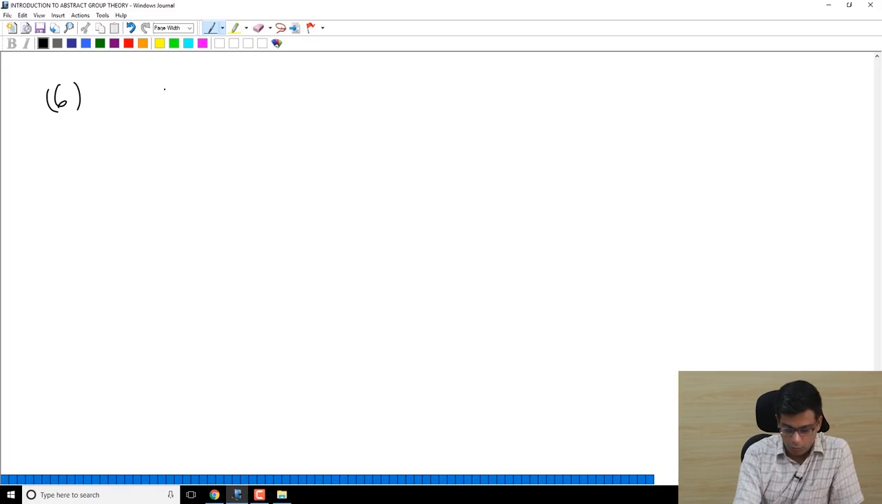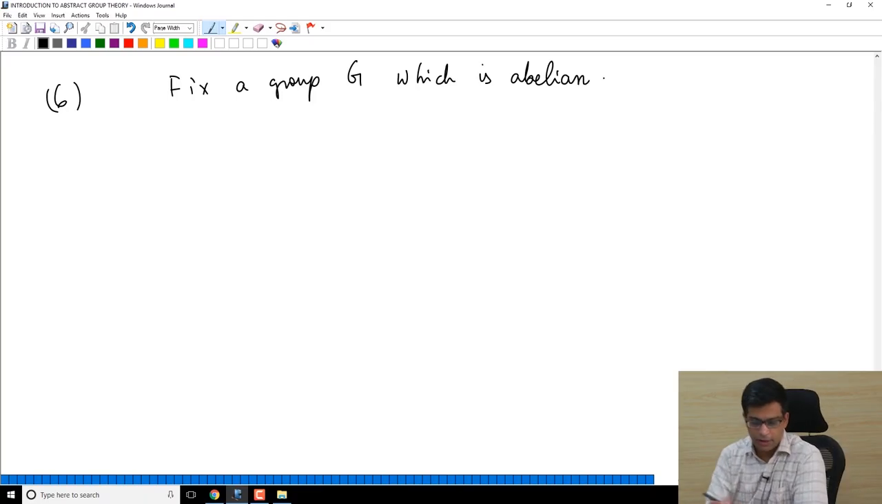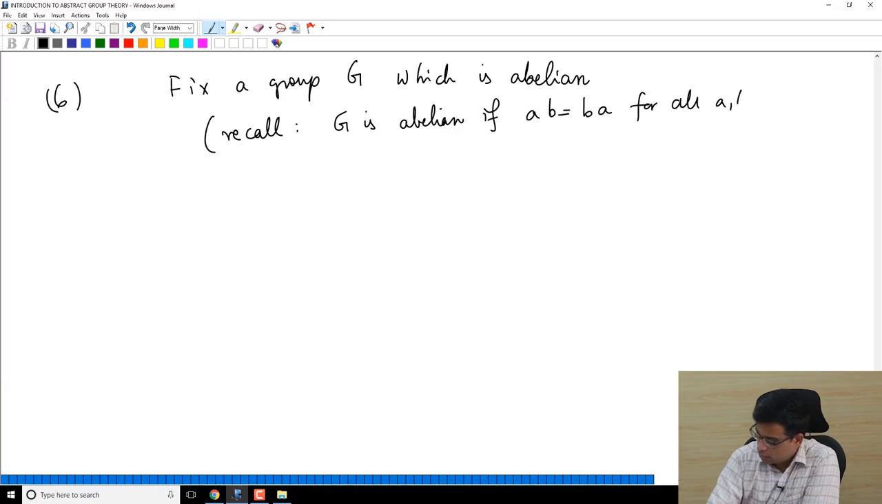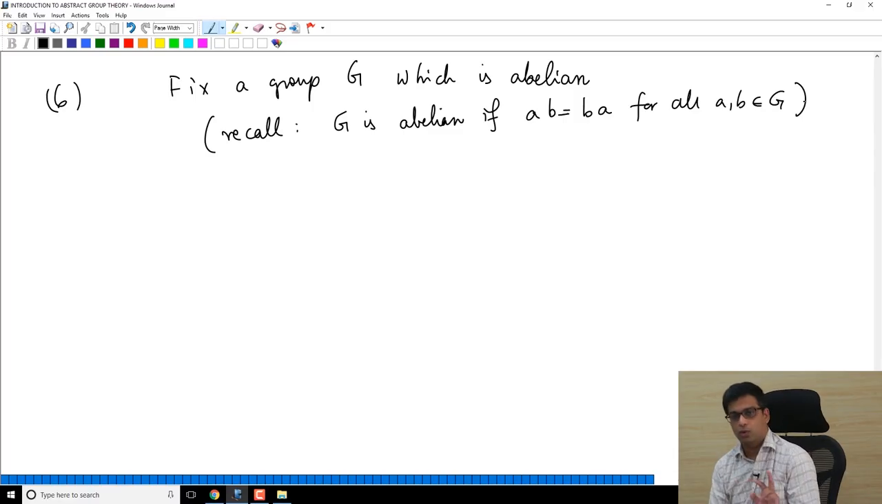Now fix again a group, but assume now that it is abelian. So what is an abelian group? Recall, G is abelian if AB equals BA for all A, B in G. Okay, so any two elements in G commute with each other. So this is an abelian group.